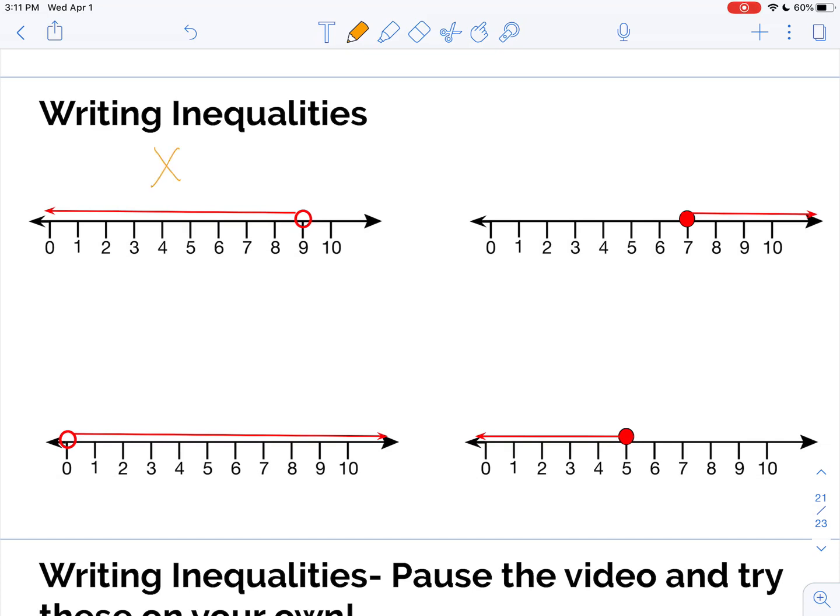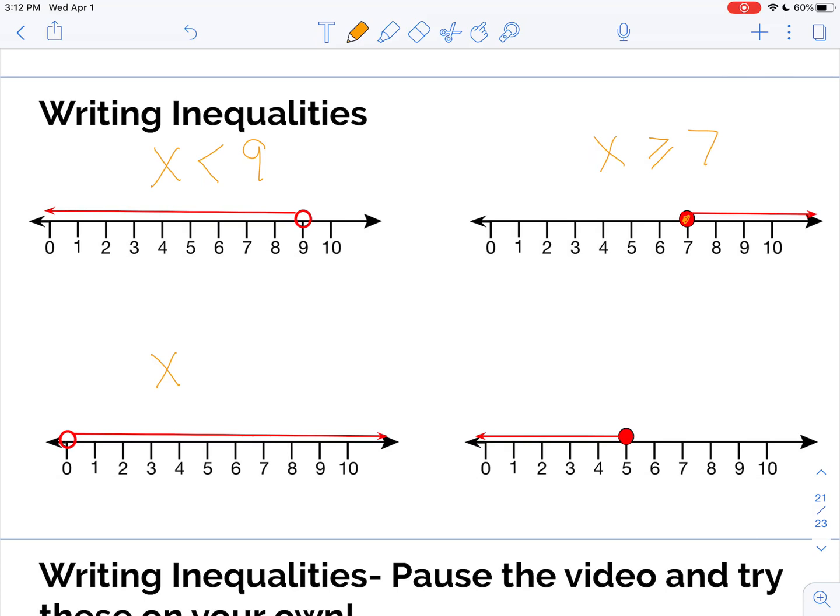So for the first one, x is going to be my variable and 9 is the number. So then I need to figure out the sign. So it's pointing to values that are less than 9 and it's open. So it's just going to be the less than symbol. Same thing for the next one. I'm going to use x and the dot is at 7. So it's a closed dot, so I know it could be equal to, and it's pointing to values that are greater than 7. So it is the greater than or equal to sign.